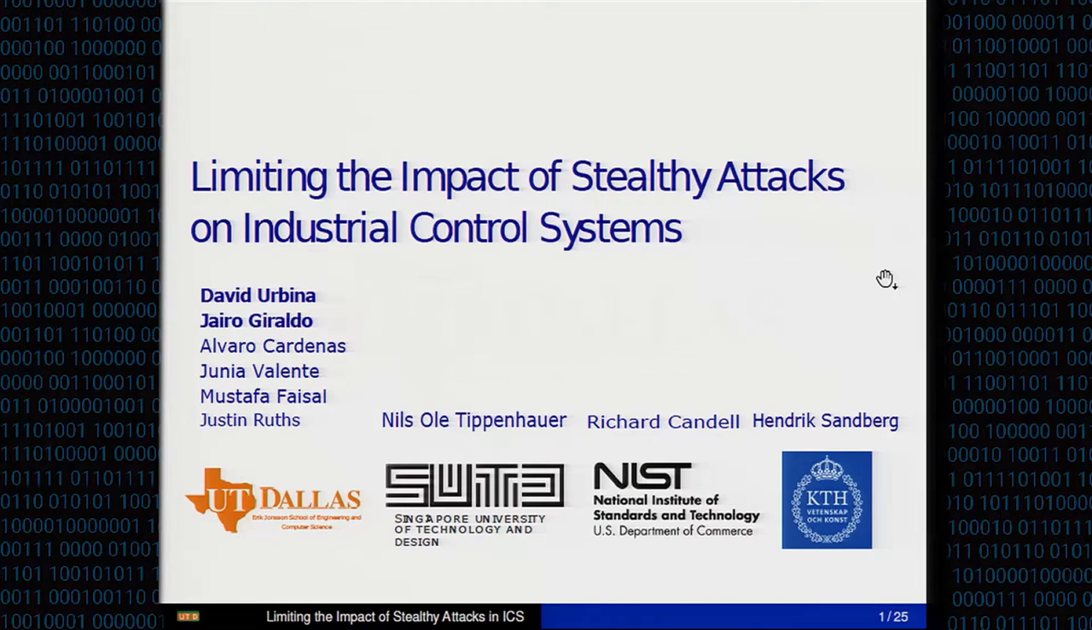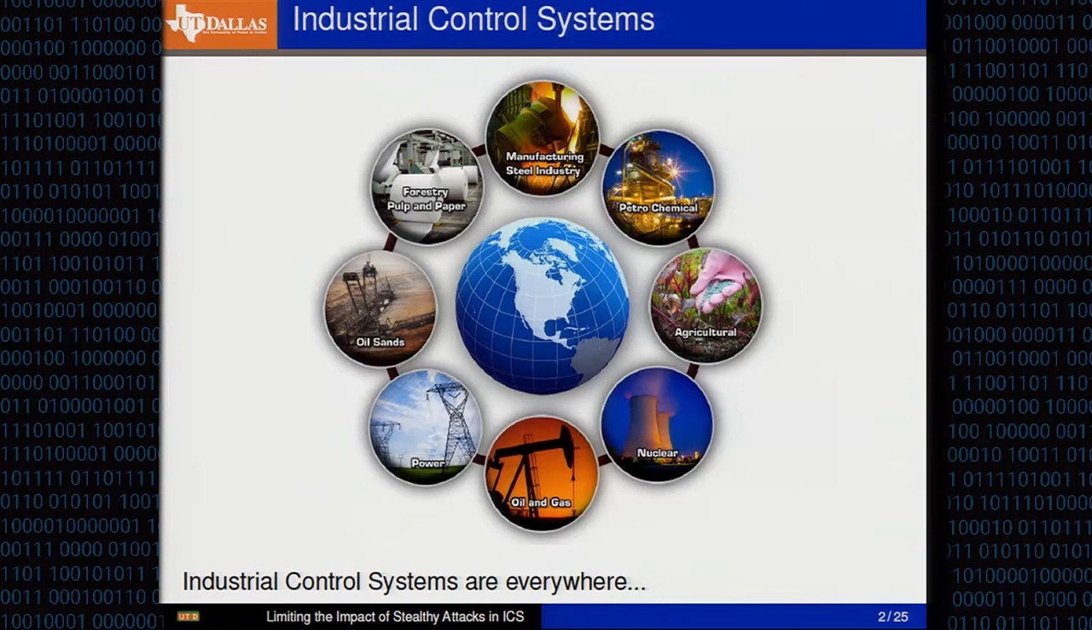Okay, so this is a joint effort of different institutions, the University of Texas at Dallas, the Singapore University of Technology and Design, the National Institute of Standards and Technology, and the Royal Institute of Technology. So industrial control systems are the core of critical infrastructure, and you can find them everywhere, starting from manufacture, agriculture, nuclear, oil and gas. And in the last decade, there has been an increasing effort to include communications in these kind of systems to improve the flexibility of the systems. However, the inclusion of communications also makes the system more vulnerable to cyber attacks.